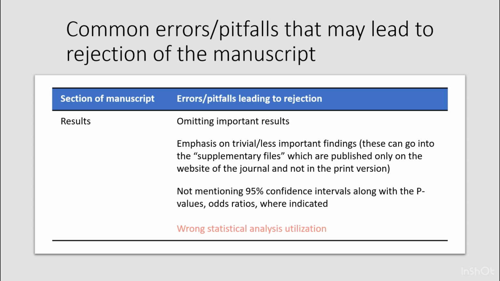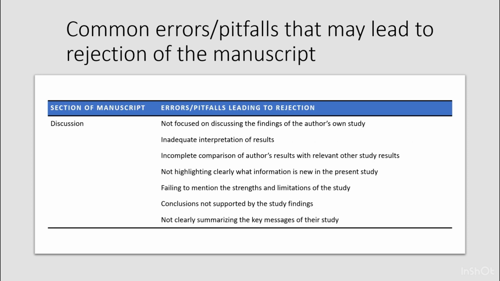Now, moving to the discussion section, one of the major pitfalls that I encounter is not being able to focus on discussing the findings of the author's own study. As a problem, the discussion should primarily focus on interpreting and contextualizing the results of the present study. Usually, failing to do so may indicate a lack of engagement with the study outcomes. And as a solution, you need to keep the discussion centered on the study findings, provide detailed explanation and interpretation of the results in the context of the research questions or hypothesis.